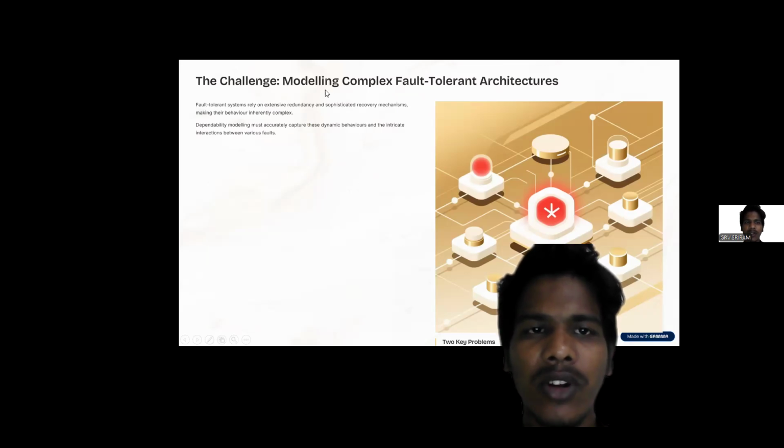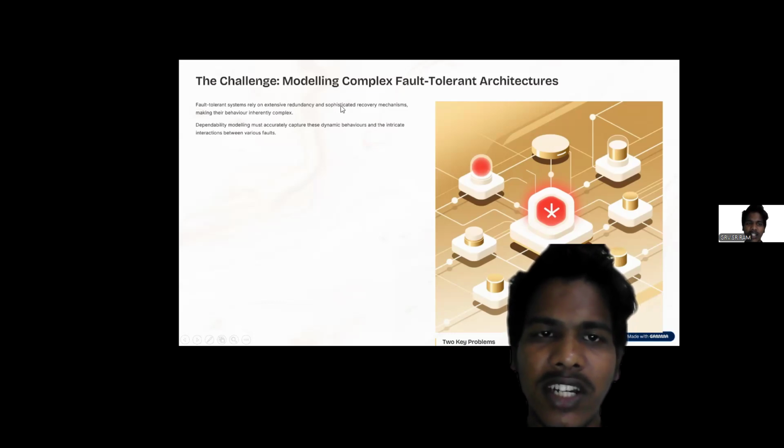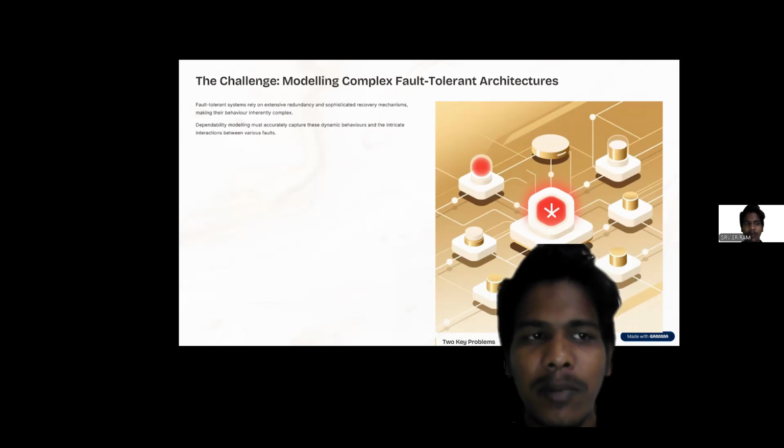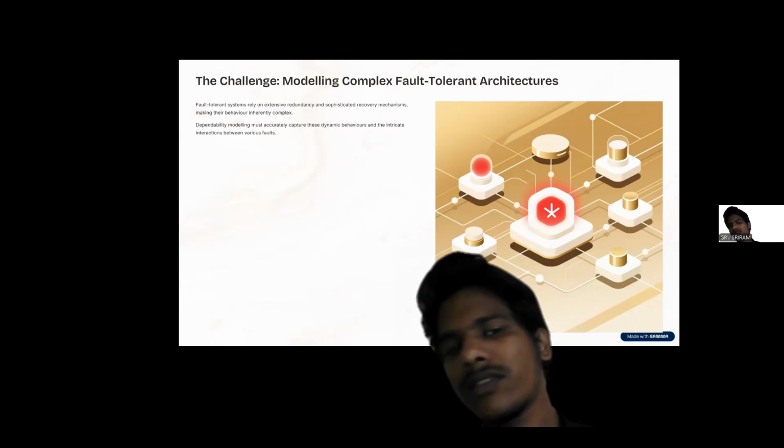The challenge: modeling complex fault tolerant architectures. Fault tolerant systems rely on extensive redundancy and sophisticated recovery mechanisms, making their behavior inherently complex. Dependability modeling must accurately capture these dynamic behaviors and integrate interactions between various faults.